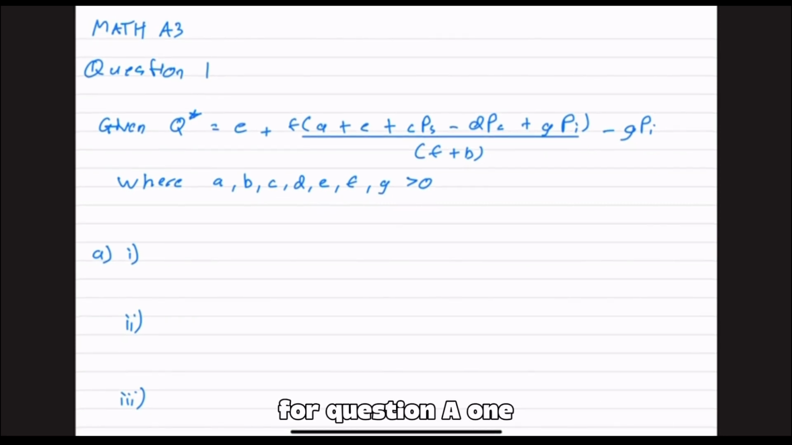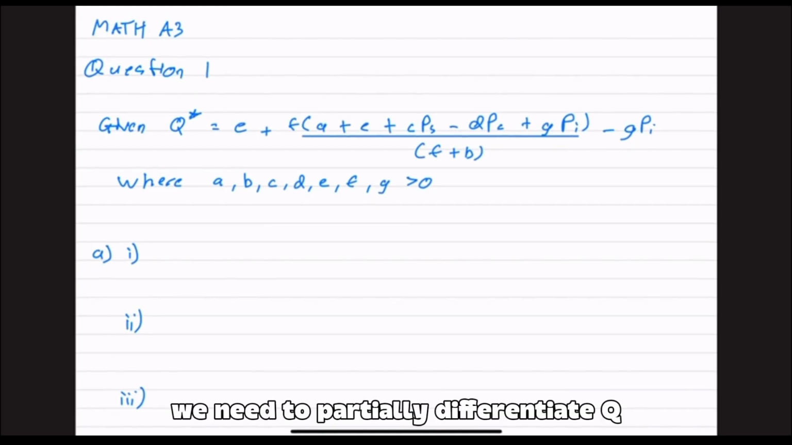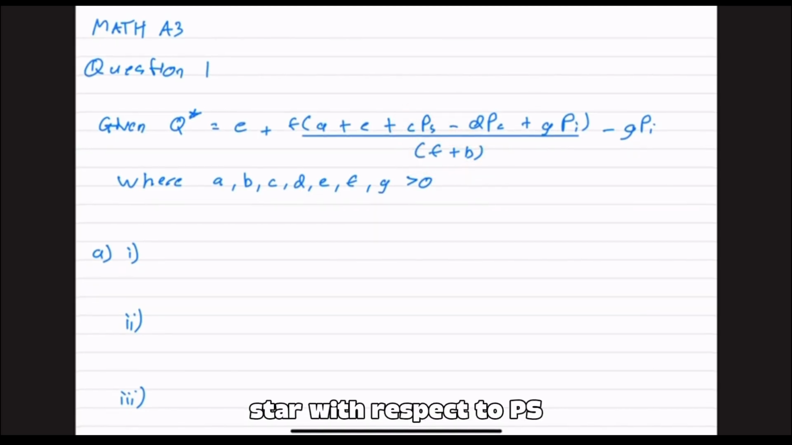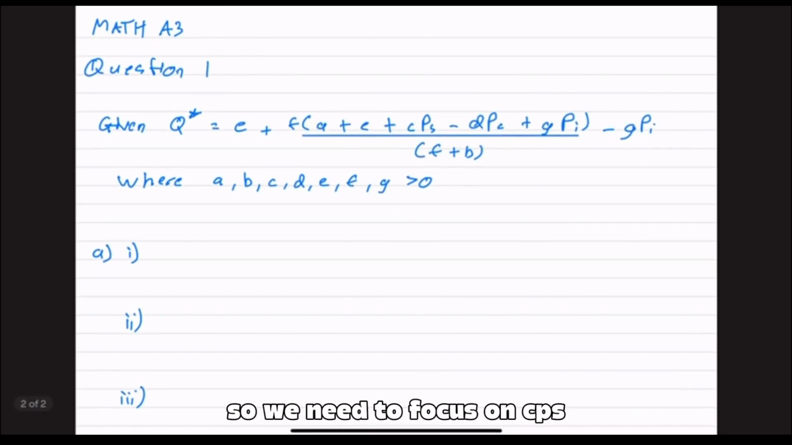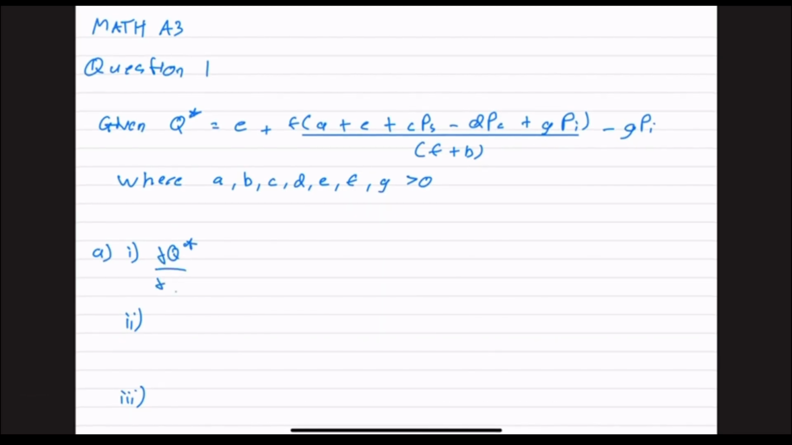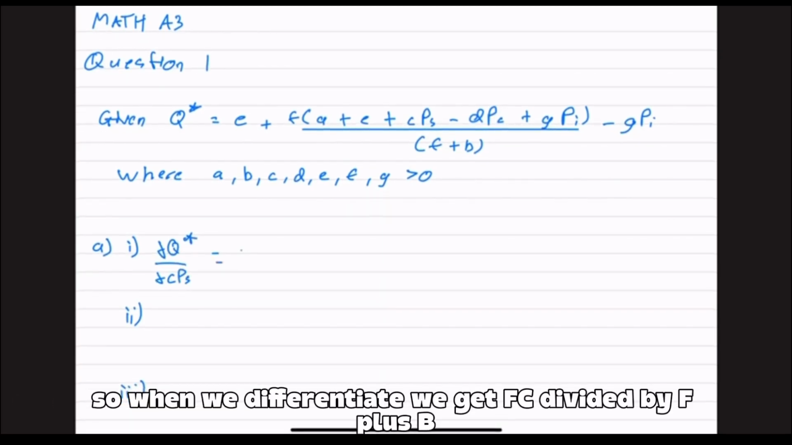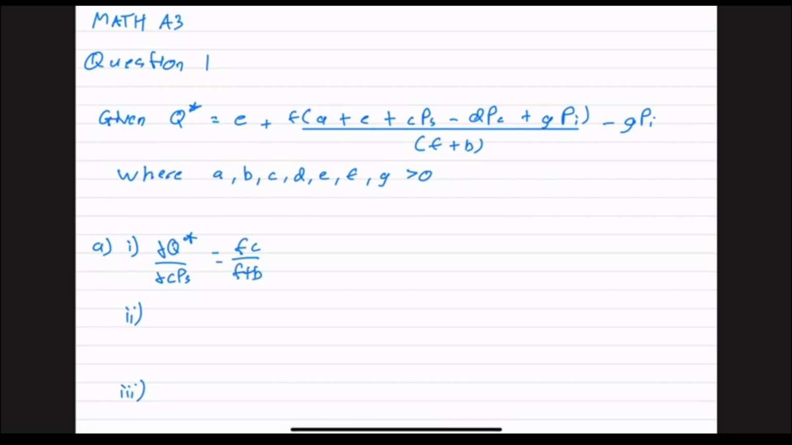For question A1, we need to partially differentiate Q star with respect to PS. So we need to focus on CPS and the denominator remains constant. When we differentiate, we get FC divided by F plus B.